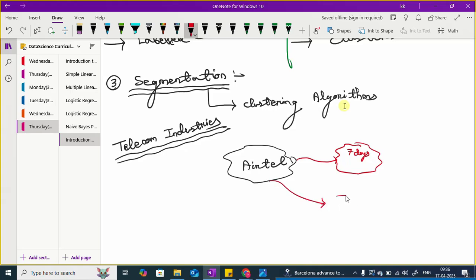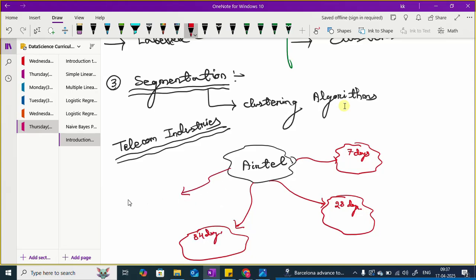Maybe a few people are doing monthly recharge, which is not exactly monthly, it comes around 28 days, nearly a month. A few people may be doing quarterly recharge, meaning 3 months, maybe around 84 days, as I know. Then maybe half yearly, maybe 6 months. Then people are doing annually, I mean, for 1 year they do the recharge.